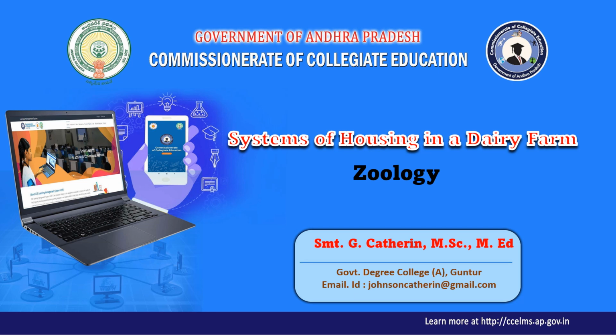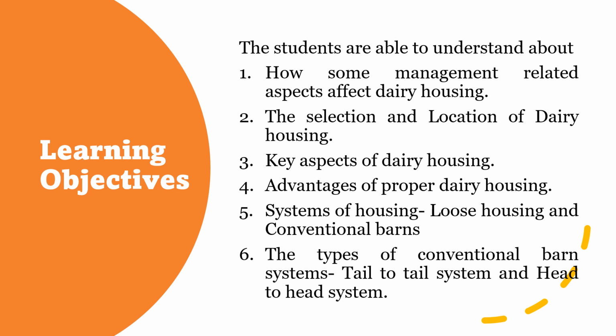Today I am going to deal with the topic on systems of housing in a dairy farm. Before going to the lesson, let us learn the learning objectives of this lesson. At the end of the class, the students are able to understand how some management related aspects affect dairy housing, the selection and location of dairy housing, key aspects of dairy housing, advantages of proper dairy housing, systems of housing, both loose housing system and conventional barn system, the types of conventional barn systems, that is tail to tail system and a head to head system.